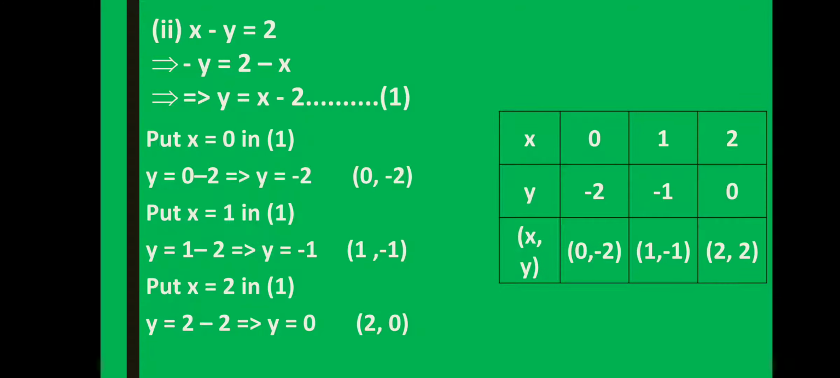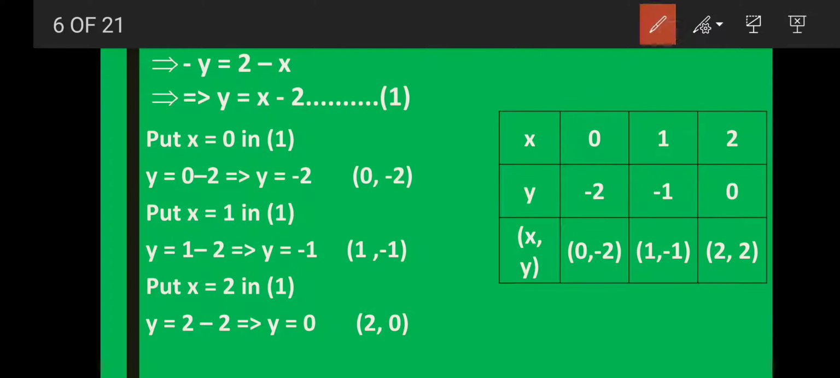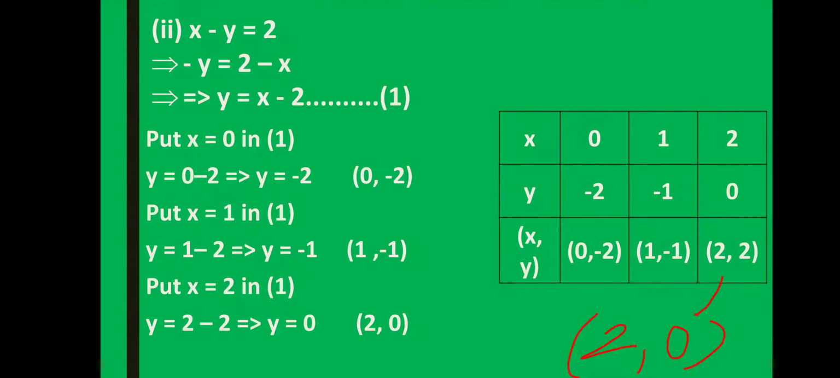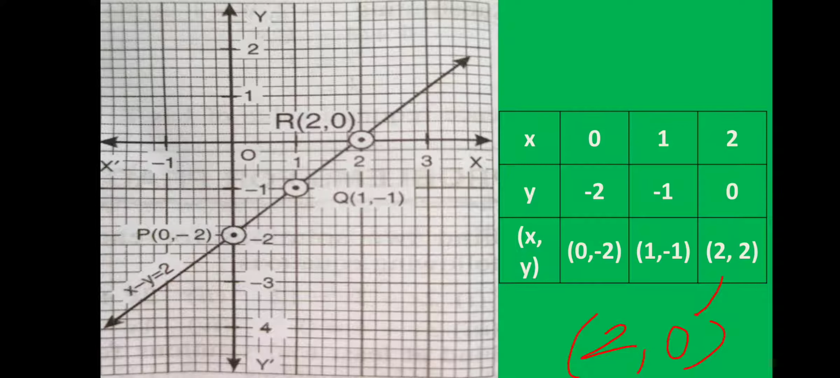Now we will represent it as a table in this form. So 0 comma minus 2 is the first point, the second point B is 1 comma minus 1, the third point is 2 comma 0. Okay, it is 2 comma 0, not 2 comma 2. This is 2 comma 0. Now we will represent these points as a linear graph on the graph paper.